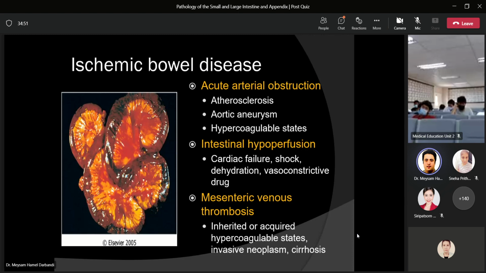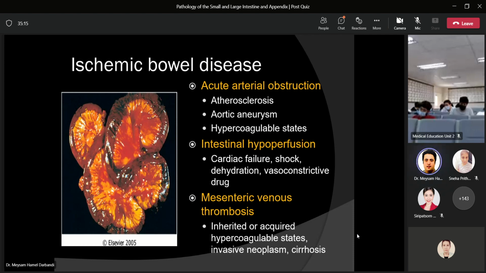So another problem is aortic aneurysm. Okay? Then there will be weakening. And then another one is a hypercoagulable state. Intestinal hypoperfusion also can cause ischemic bowel disease, like cardiac failure.